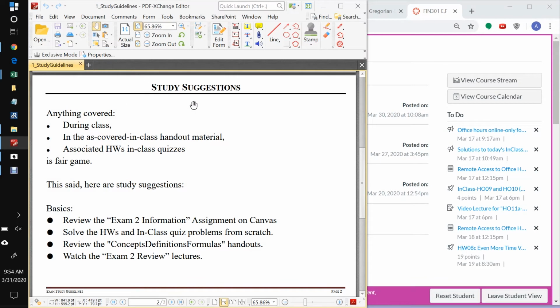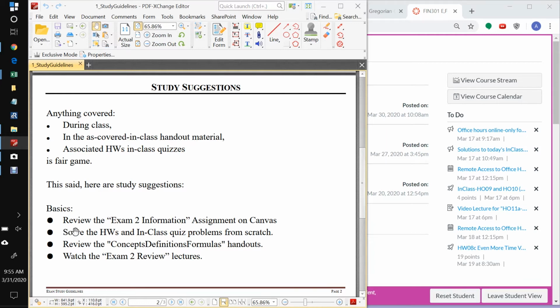Study suggestion caveat number one is, of course, anything covered during class, as covered in the class handout material, the associated homeworks and in-class quizzes, is fair game for the exam. That said, here are some study suggestions that I think will help you focus and fine-tune your exam preparation.